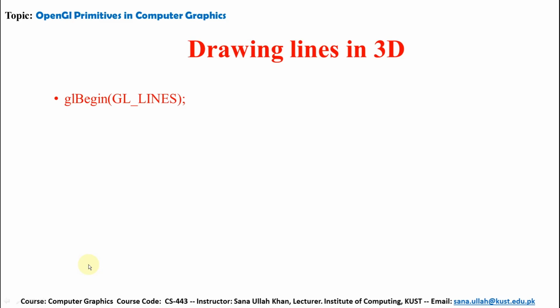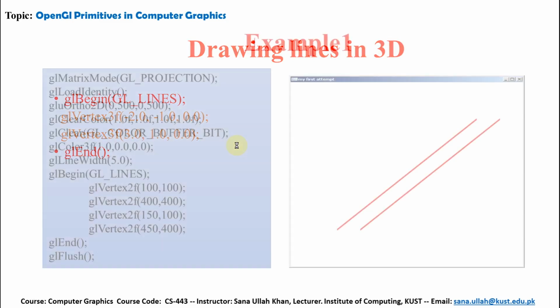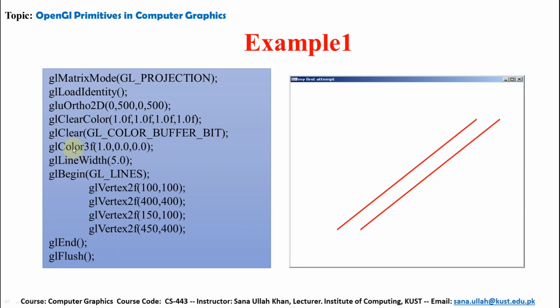So line primitives will be started with GL lines. glBegin(GL_LINES), and it will end with glEnd. So glVertex3f, this is the location started from -2.0 to -1.0. This is again the vertex of the second line. This is the example, again through Arduino. This is the background color. So the color of the line must be red.